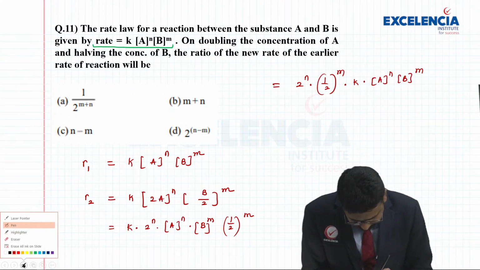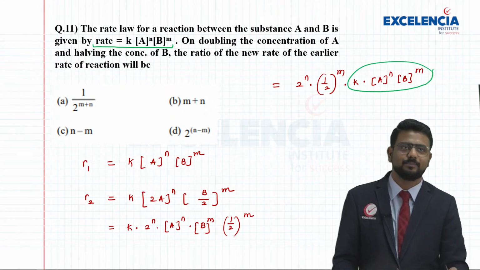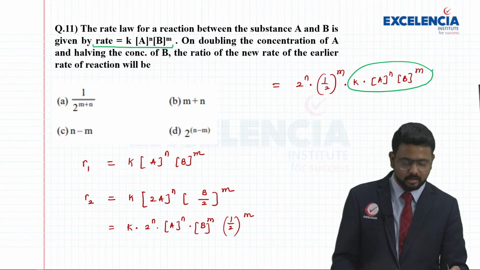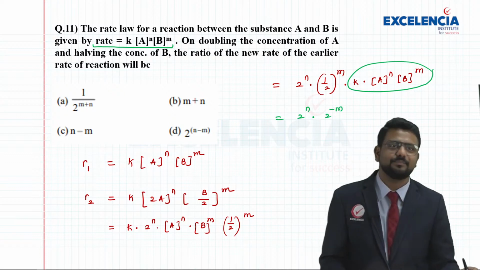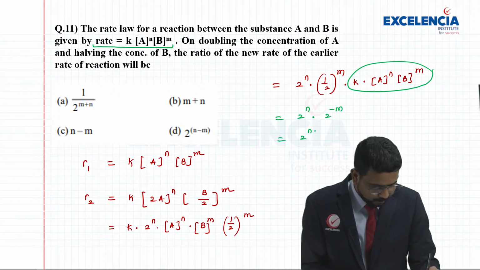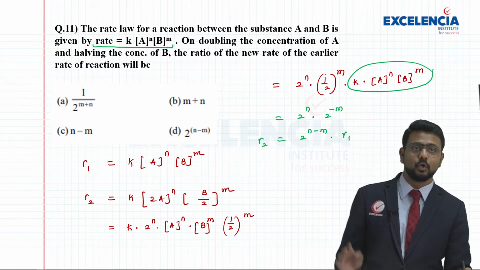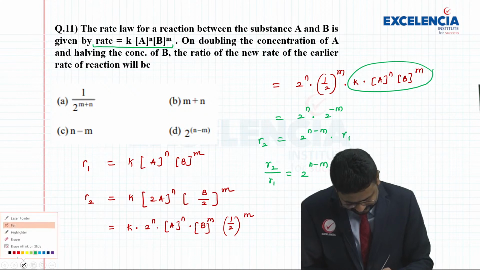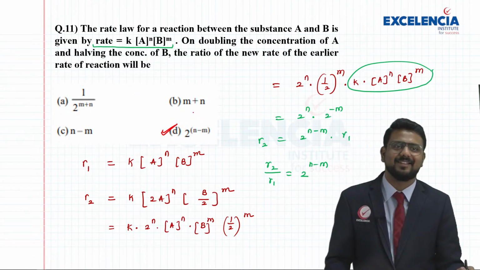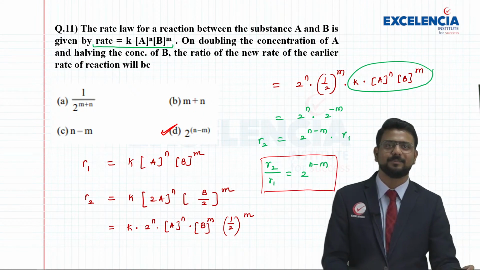Now we very well know that this particular part obviously is nothing but your R1, that is the initial rate or the original rate, okay. So this will be equal to what? 2 to the power N times 2 to the power minus M. So without any doubt, it is going to be 2 to the power N minus M times R1, which is nothing but R2. So what they are saying is the ratio of new rate to the earlier rate. So R2 by R1 is equal to 2 to the power N minus M, which is option D, isn't it? Which is option D here, right? So definitely that is your answer here.